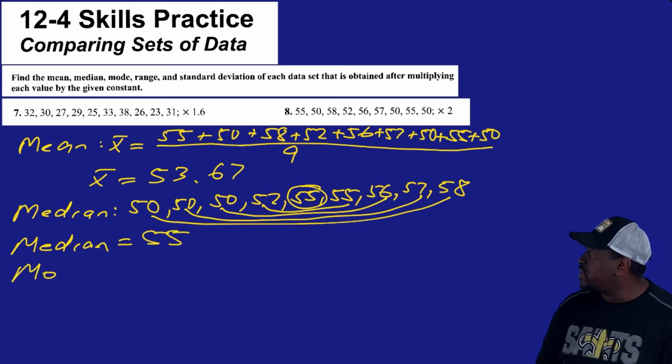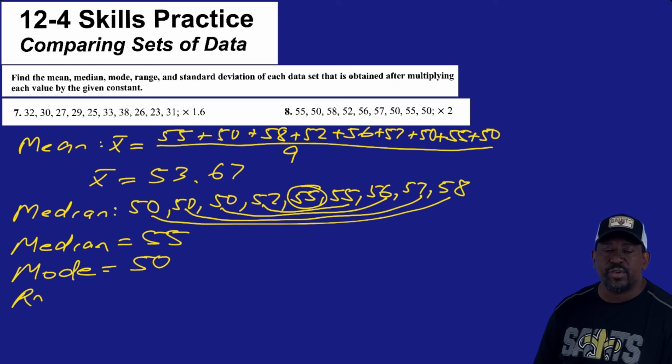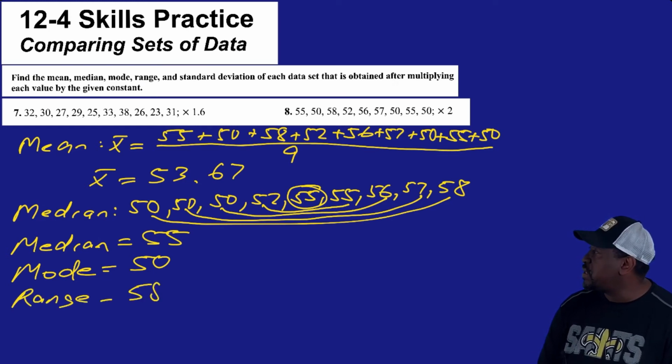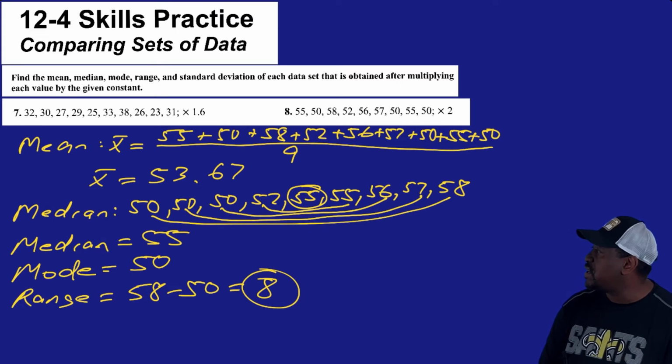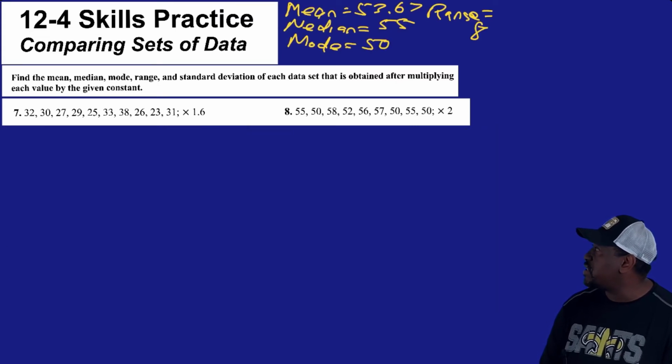Now the mode is the term that appears the most. In this problem, 50 occurs 3 times. So the mode is the most frequently occurring data point, and that would be 50. The range, you take the lowest value and subtract it from the highest. So 58 minus 50 is 8, and so the range is 8. So we write those values up there.